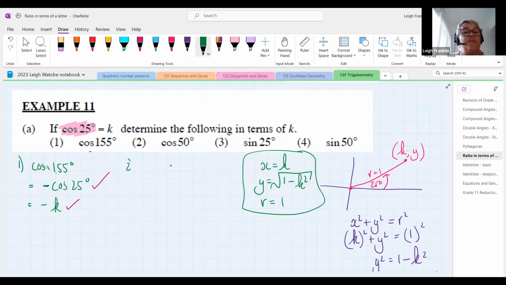That was great. Let's have a look at number 2, the cos of 50. So what do we notice about the number 50 and the number 25? What do we notice? They are, well, 50 is?